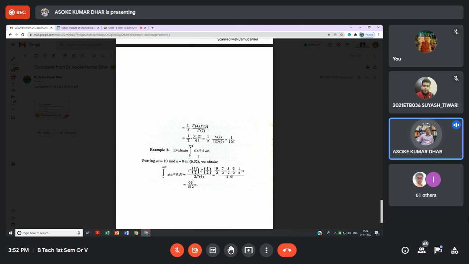Next, the integral from 0 to pi by 2 of sin 10 theta. So using the gamma function, it is easy to calculate this value. Put m is 10 and n is 0 in the formula. There is a relation between sine and cosine, so put n is 0 and m is 10. You will get sin 10 theta integral equal to this value, with gamma 11 by 2. Again applying the formula for the gamma function and simplifying, you will get 63 pi by 512.